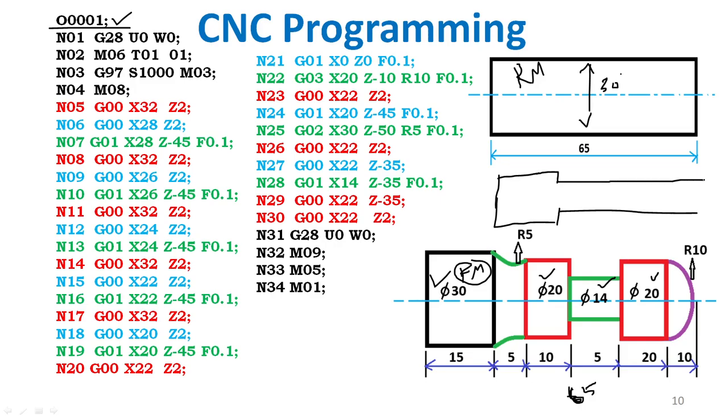This is the initial step. This is 30 mm. This is 20 mm. So here the distance is 15. This distance is 15. At the 10, 30, 40.